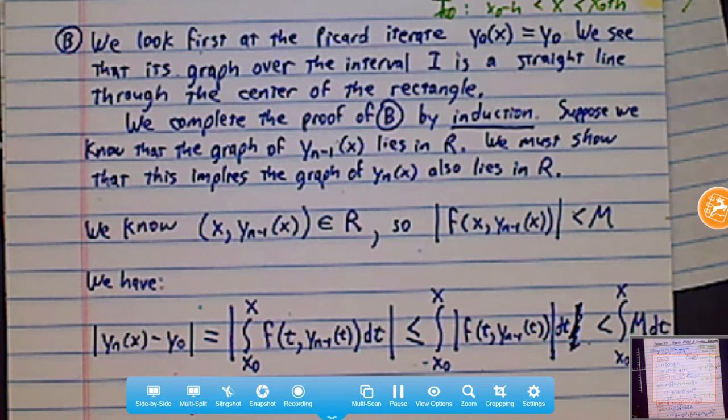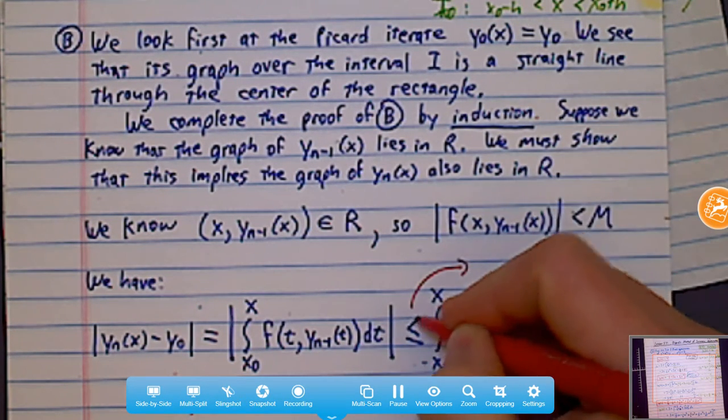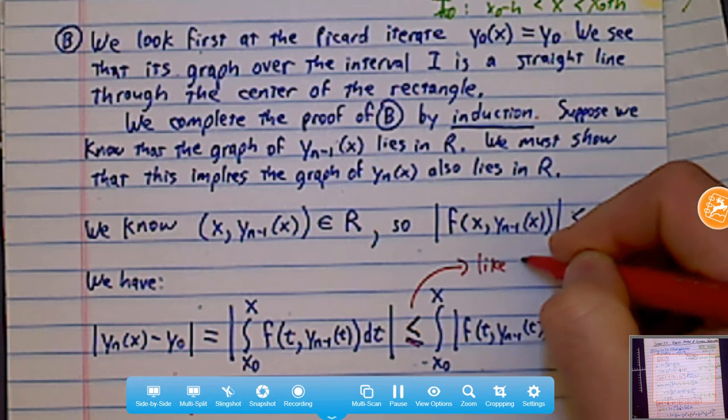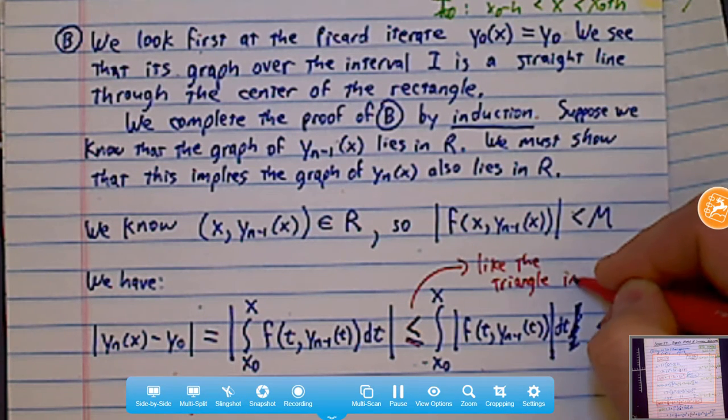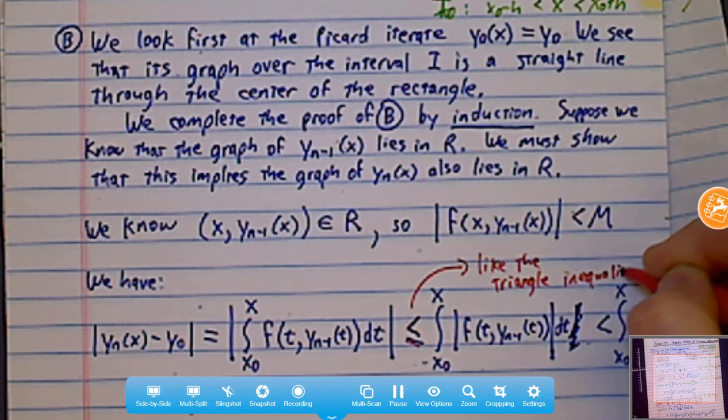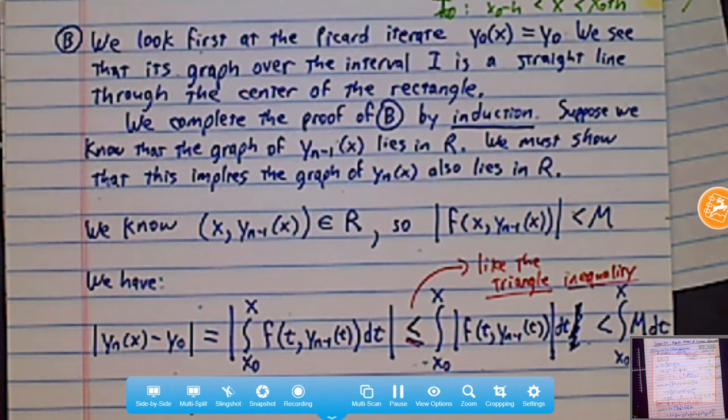Now, there's one thing I have not explained yet, and that's this. How did I get that the absolute value of the integral is less than or equal to the integral of the absolute value? Okay? Your book explains it in part B. I don't want to go there. I just want to tell you this is true, and it's very common, and this inequality right here is like the triangle inequality. But I don't know if you guys know that. Do you guys know what the triangle inequality is? I see a no.